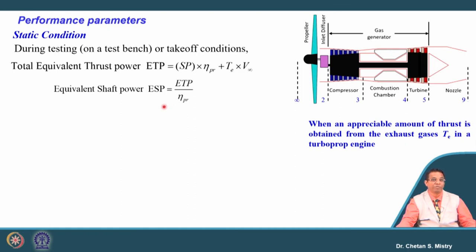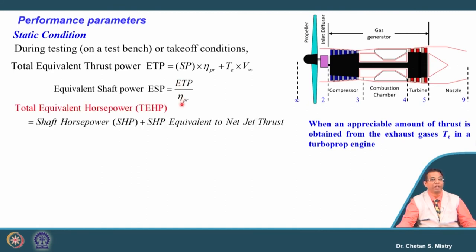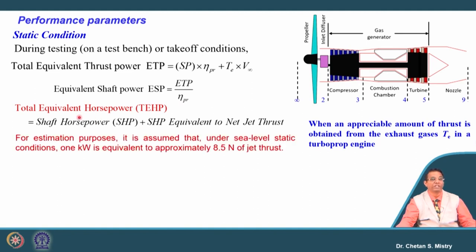Here we put the terminology equivalent shaft power, which is equivalent thrust power divided by propeller efficiency. Let us get the new formulation, equivalent horsepower. British unit people use this many times in calculations, and conventionally in the market people discuss in terms of horsepower also. A few engine manufacturers discuss in terms of kilowatt also. Here, it says shaft horsepower plus shaft horsepower equivalent to net jet thrust. To calculate the thrust generated by the jet, we need to consider 1 kilowatt equivalent to 8.5 newton of jet thrust.